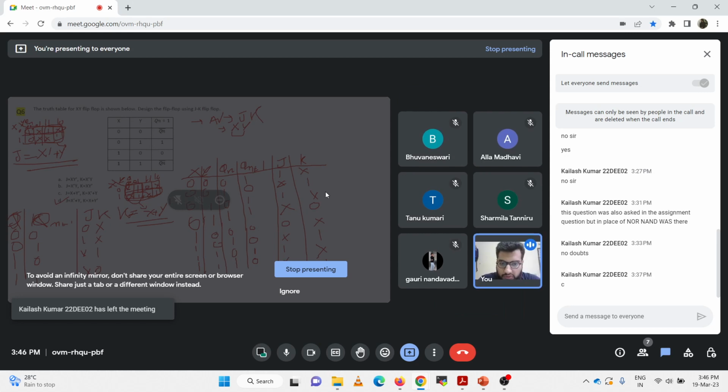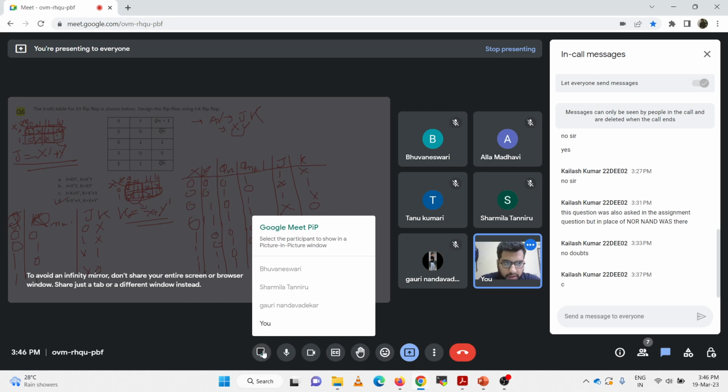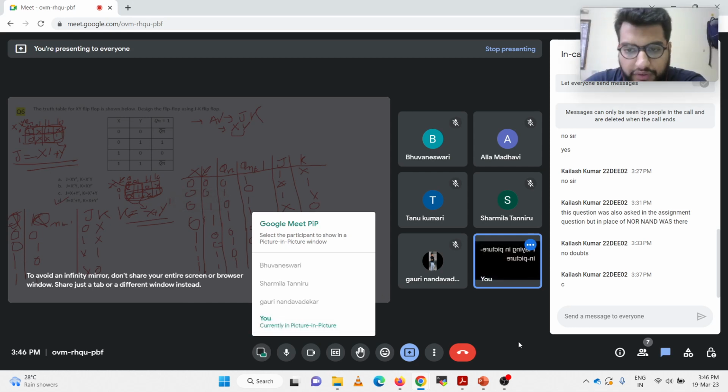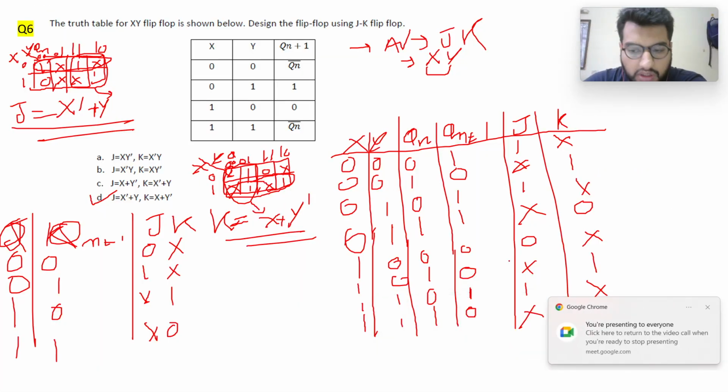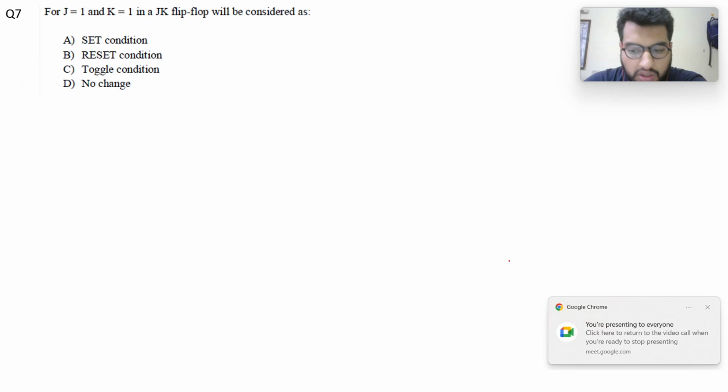So now let's move forward to the next question, that is question number 7 of today's live session. Question number 7 asks us, for J equal to K equal to 1 in a JK flip-flop will be considered as.